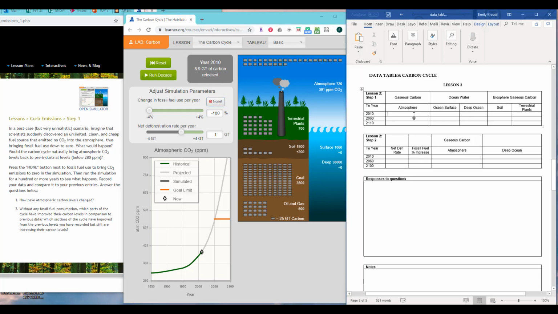Okay, so in 2010, I'm going to write what we have. So atmosphere was 720, and I'll write the 391 here. The ocean surface was 1,000 plus 0. Deep ocean is still 38,000, right? Because this is our starting level. This is where we're at. Well, we're a little more than this now because we're almost 10 years past this simulation. Okay. And I'm going to make this red. That way you'll see it better.